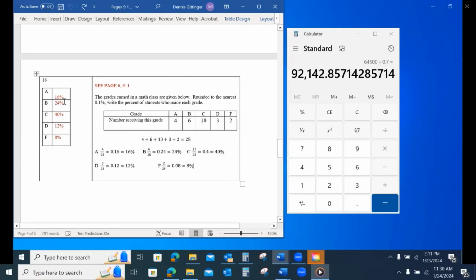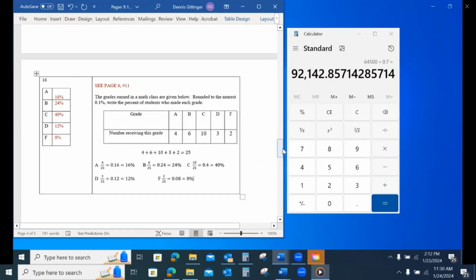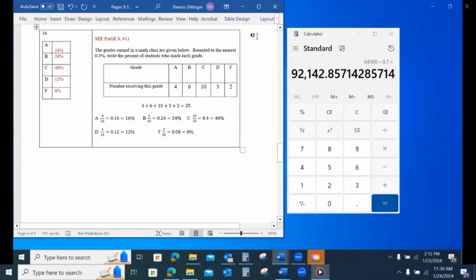And for the C's, 10 divided by 25 is 0.4. You move it 2 places to the right, you get 40%. D's 3 divided by 25 is 0.12, which is 12%. And there's 2 F's. 2 divided by 25 is 0.08 for 8%. 25 is a very special number. It goes into 100 exactly 4 times. So for example, with the A's, 4 out of 25 is the same thing as 16 out of 100 if you multiply top and bottom by 4. So you could do that, but most percents are not that agreeable.